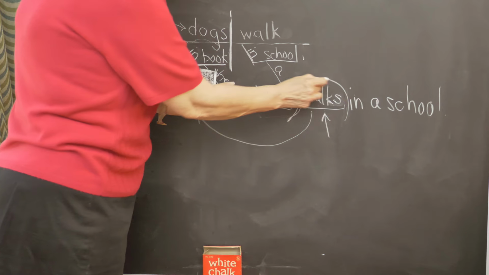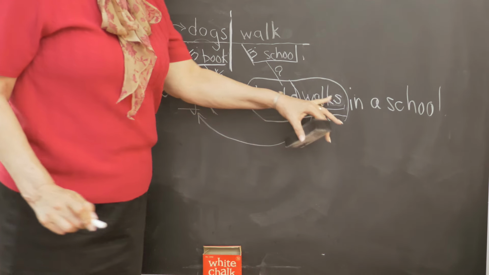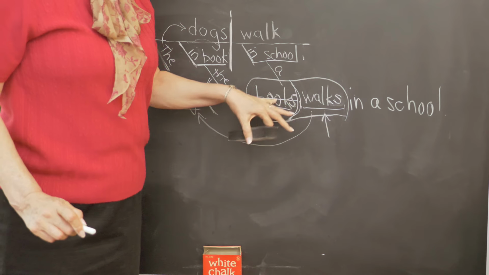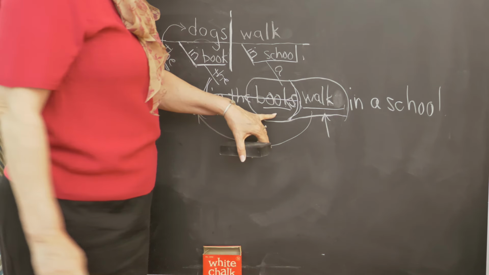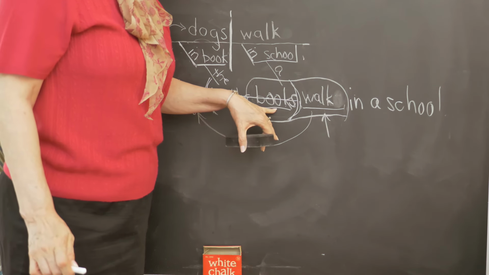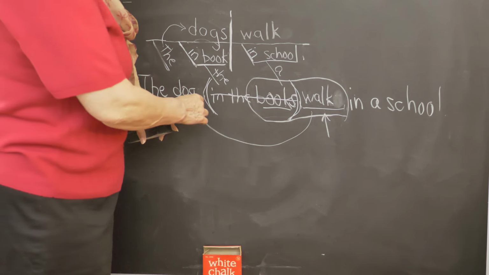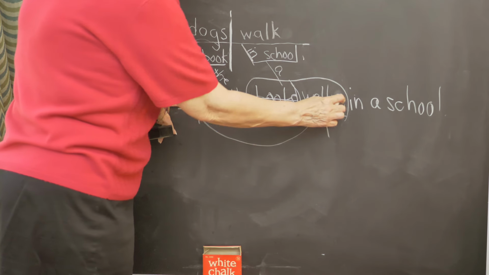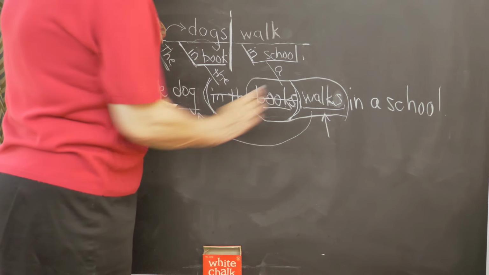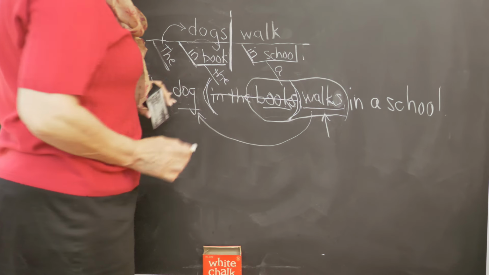And again, if we don't pay attention to the structure, we might get confused and think that this is the part we need to make agree. Books walk. But remember, books is not the subject of the sentence. The dog is, and the dog walks. The dog walks. Or the dogs walk.